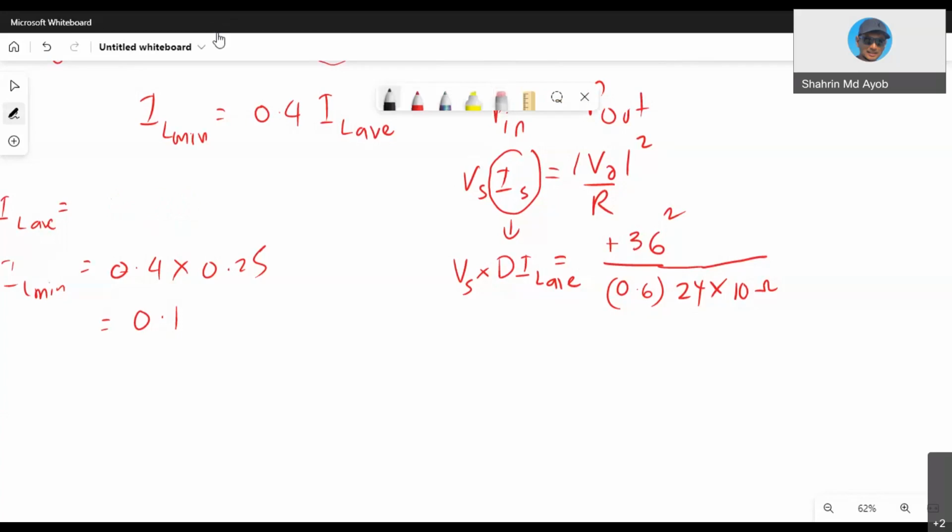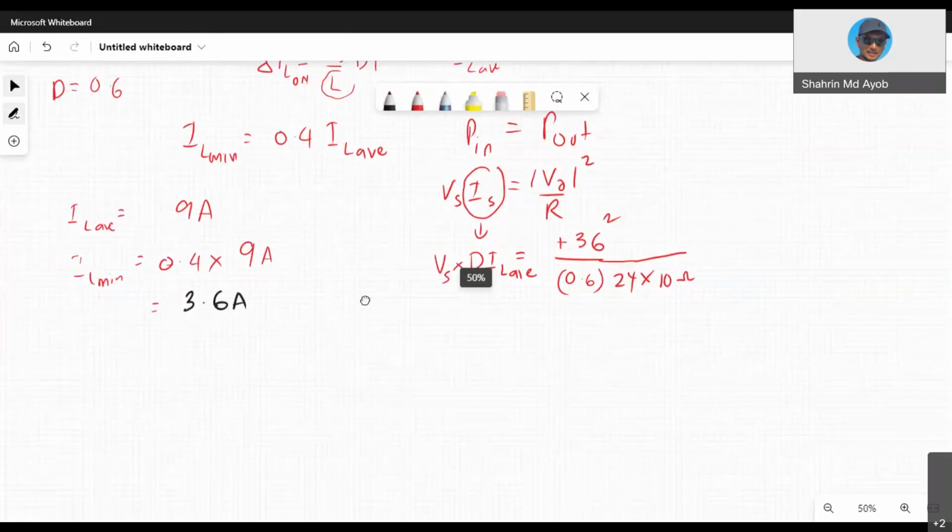It's better to do exercise. So 0.4 over 9 amps is 3.6. Oh, 3.6 eh. 3.6 amperes. I at average.